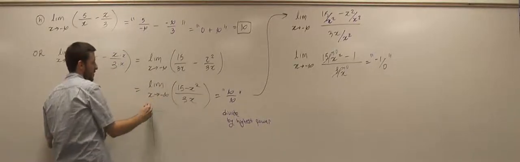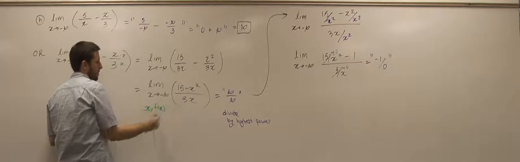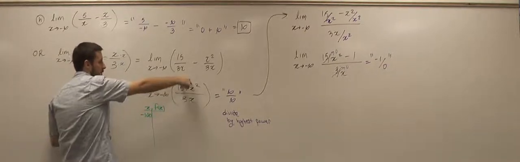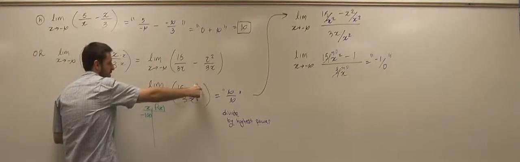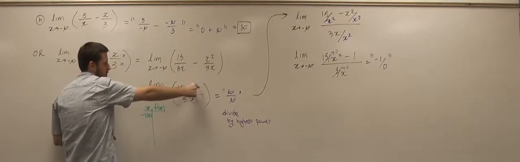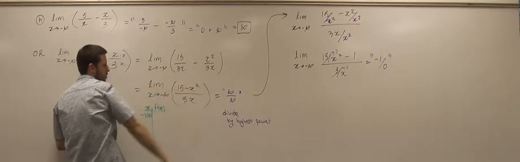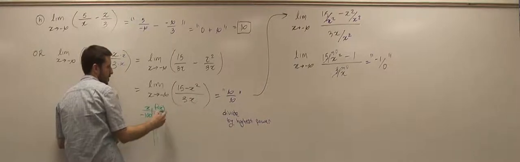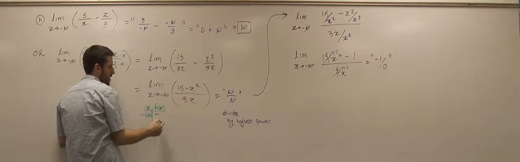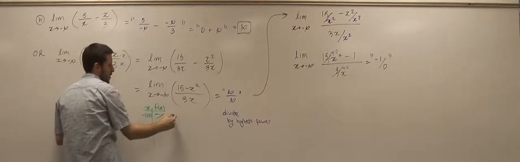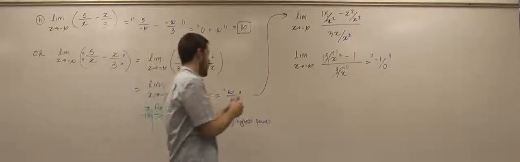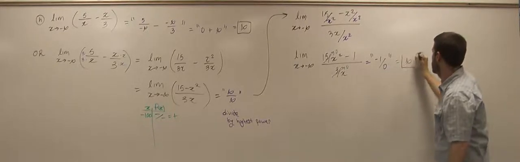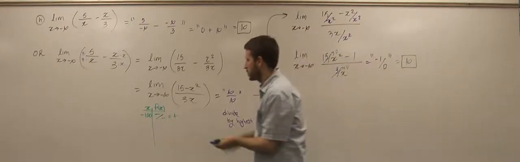Since we're going to negative infinity, what kind of number are we going to plug in? A negative number, negative 100 or whatever. The top, 15 minus a positive, because when you square negative 100, you'll get some huge positive number. So 15 minus a huge positive number is negative. 3 times negative 100 is negative 300. So this is why we're going to positive infinity. So it does check.